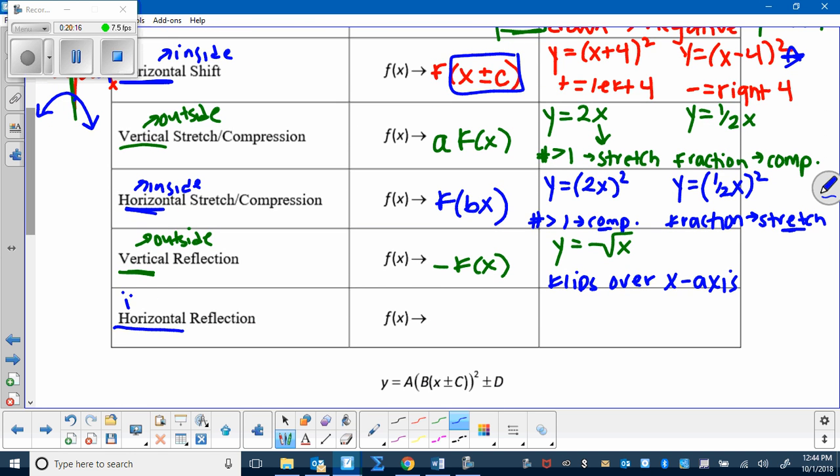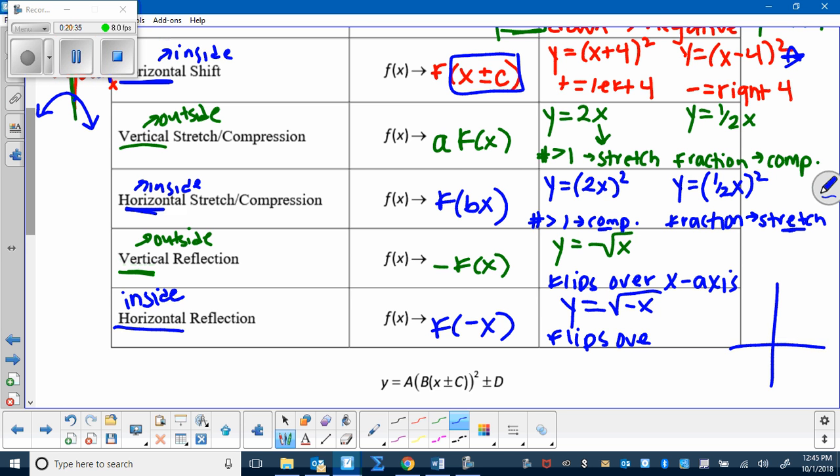Horizontal, okay, so that's anything that's inside the parentheses, so it would be like f of negative x. So if I use my square root function, it would be on the inside, and that flips it horizontally. So that means if you have your xy axis and your graph is back here, it's going to swing side to side, not up and down. Horizontal is side to side. So that new graph would be on the right. Okay, so it flips over the y axis.